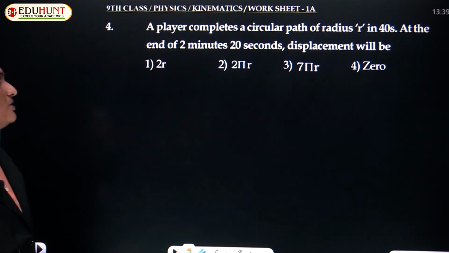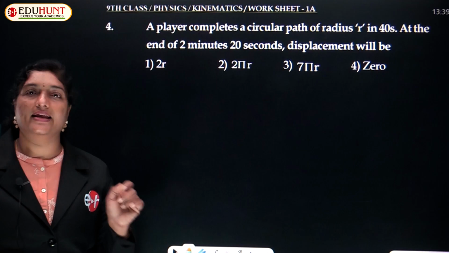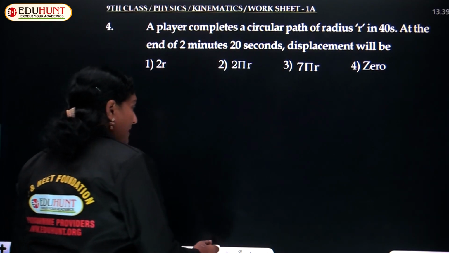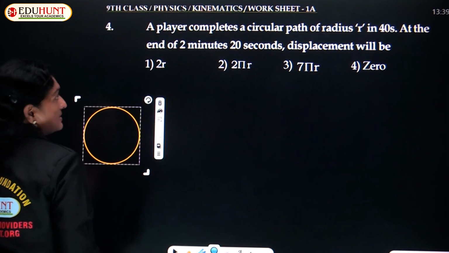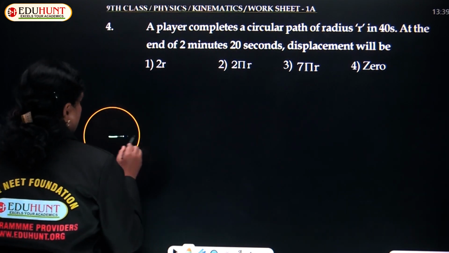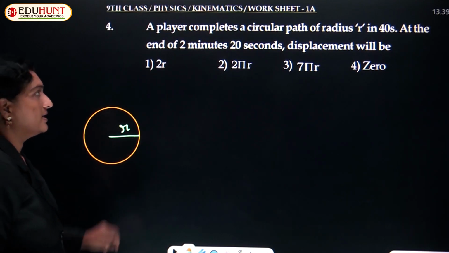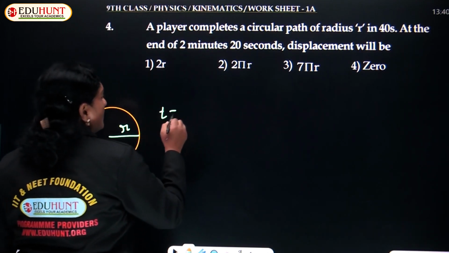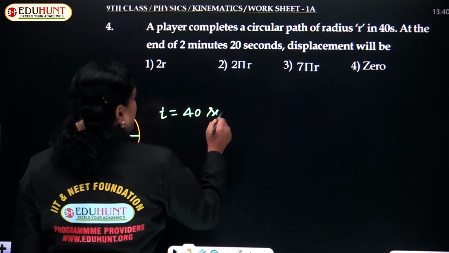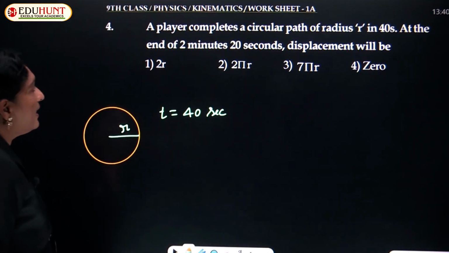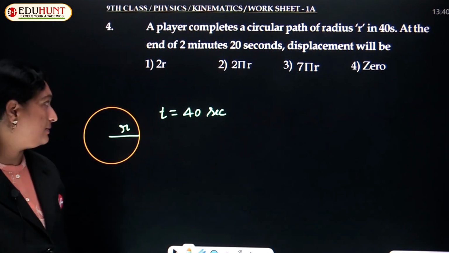So moving to the fourth question: a player completes a circular path of radius r. Again the same circular pattern, children. So what was given? A circular path is there, and for this the radius is given as r. A player completes a circular path of radius r in a time of 40 seconds. At the end of 2 minutes 20 seconds, what will the displacement be?